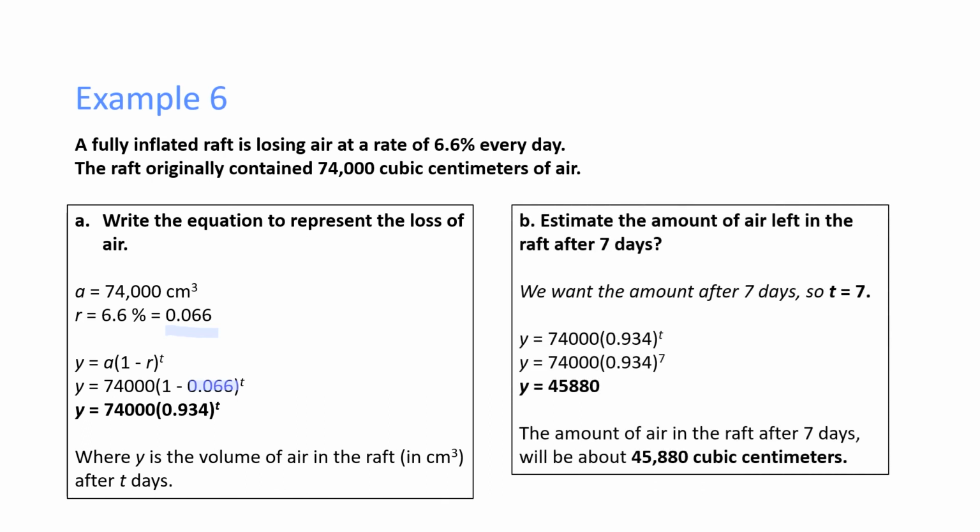B, estimate the amount of air left in the raft after 7 days. We want the amount after 7 days, so t is 7. So using the equation from the left-hand side, we have 74,000 times 0.934 to the power of 7, which gives an answer of y equals 45,880. So the amount of air in the raft after 7 days will be about 45,880 cubic centimeters.